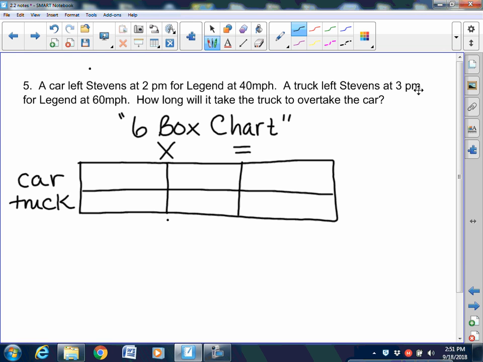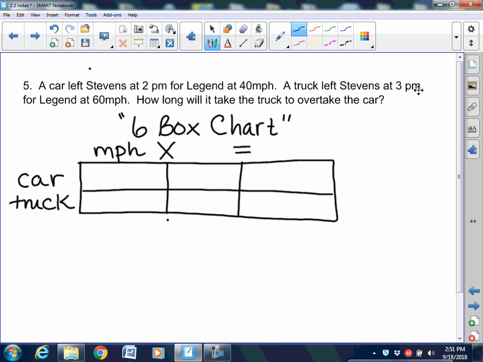On the left is what you're talking about in your story problem, and up here you fill in the things you're talking about, the car and the truck. What's one thing we're talking about, cars and trucks? The speed. You can put speed, miles per hour, fast, anything you want, so that you know this category stands for speed. I'm just going to go miles per hour, and hopefully you know that stands for speed, right?